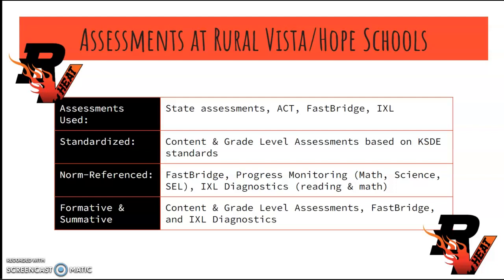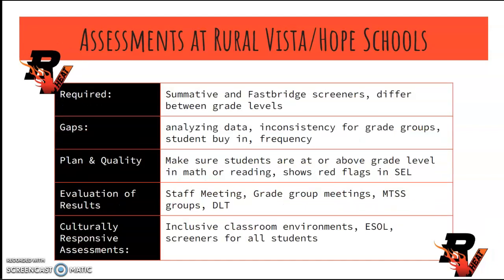And then formative and summative. So this would be our content and grade level assessments. Also FastBridge, and then our IXL again. So what is required? All of our summative assessments are FastBridge screeners. They all differ between the grade levels and how the frequency that they are taken.